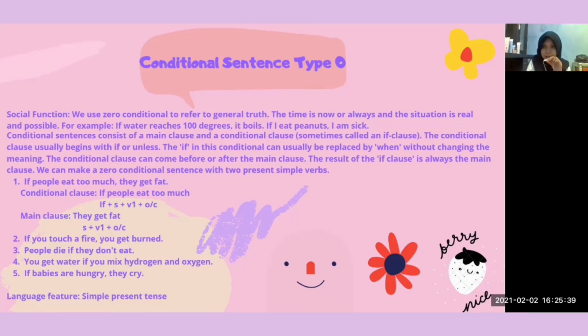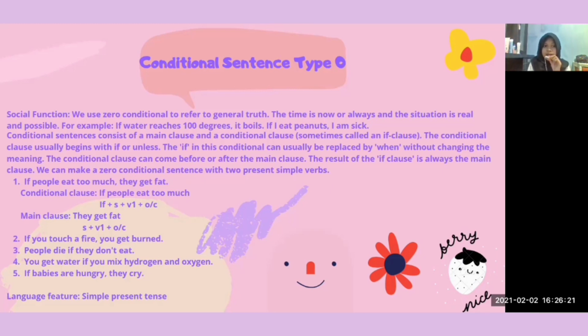Here are some examples. If people eat too much, they get fat. It's a fact. It's true, right? The conditional clause of this sentence is if people eat too much. If plus subject plus verb 1 plus object or complement. People as the subject, eat as the verb 1, and too much as the complement. The main clause of this sentence is they get fat. They as the subject, get as the verb 1, and fat as the complement.